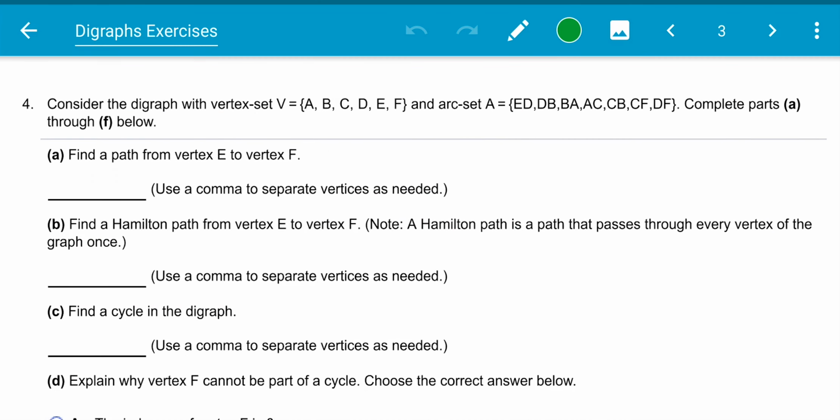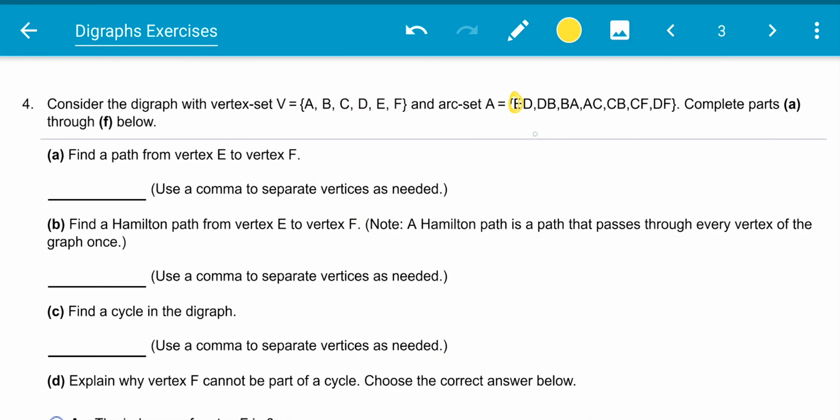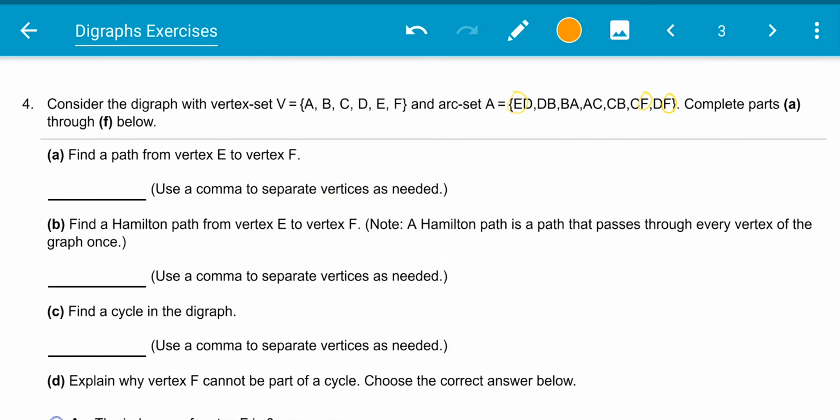Okay, now we're going to go over an example where we're going to try to find a path, but we're going to use a vertex set and the arc set to get from one to the other. So we're going to try to find a path from vertex E to vertex F. So we need to get from E all the way to F. And where is our E at? So we have an E right here, and then we have an F right here. So how can we get from E to F? There's nothing that goes directly from E to F. So we're going to have to use some kind of middle vertex there.